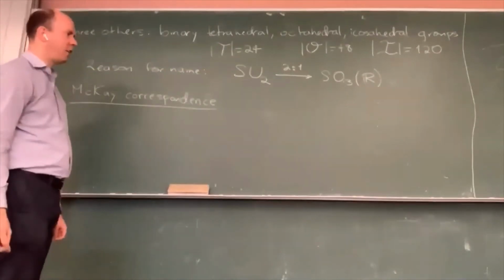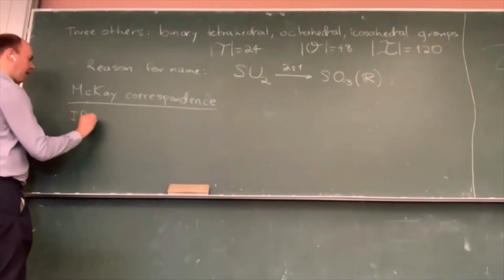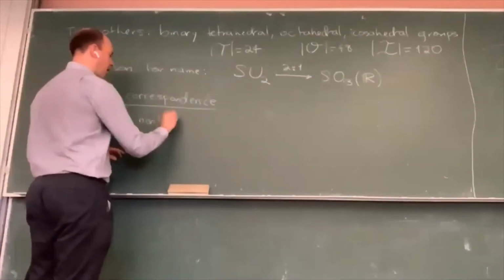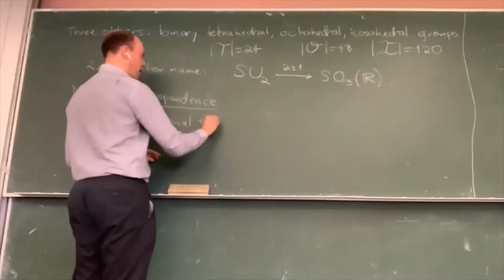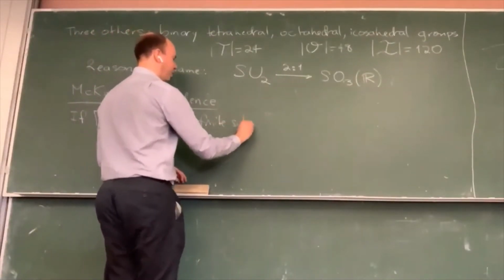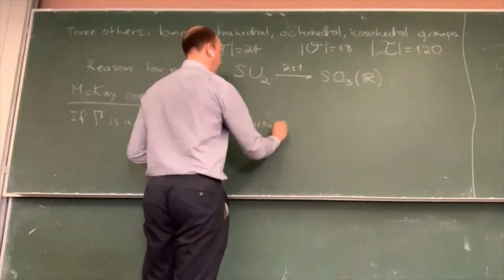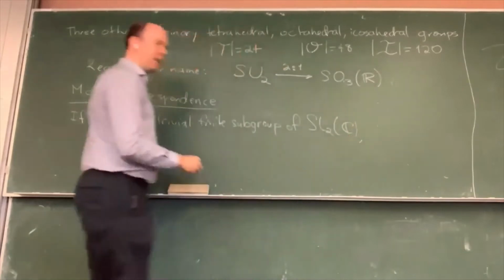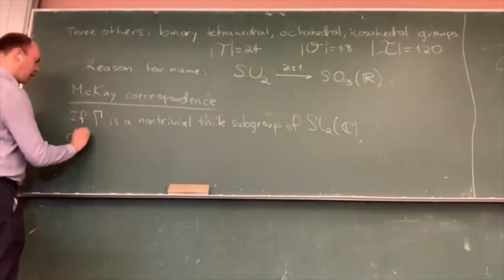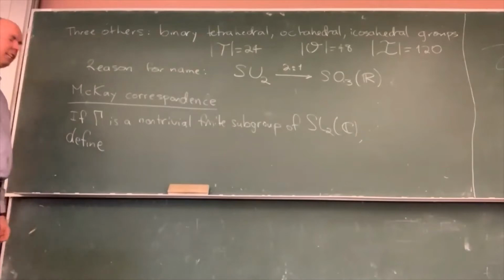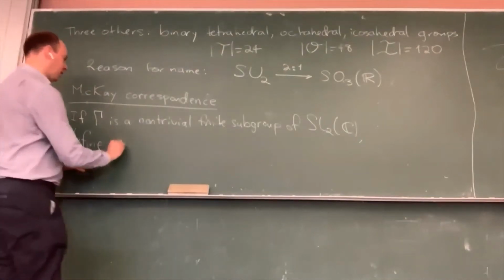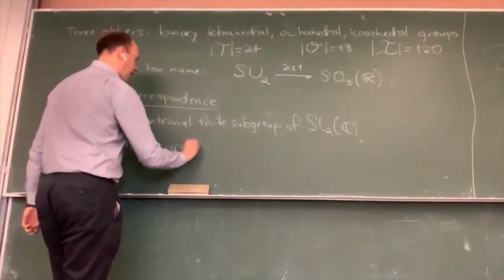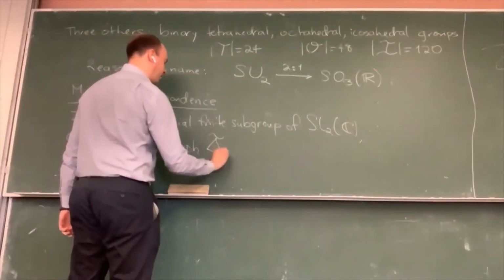So McKay noticed that if gamma is a non-trivial finite subgroup of SL2C, you can define an affine Dynkin diagram from gamma in the following way. You define what's called the McKay graph, delta tilde gamma.